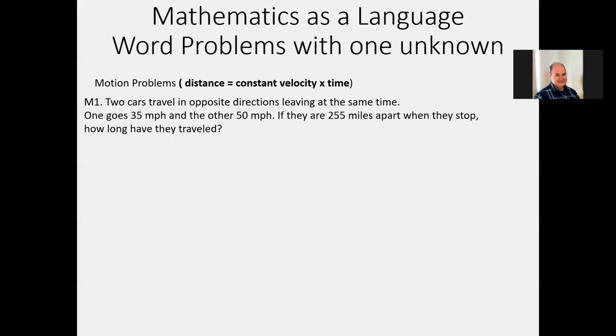Two cars travel in opposite directions, leaving at the same time. One goes 35 miles per hour, the other 50. They are 255 miles apart when they stop. They're going in opposite directions, right? They're going at these two different speeds. And at some point, they're 255 miles apart. We'll stop the clock at some place. How long have they traveled? How long has it taken for them to get that kind of distance apart?